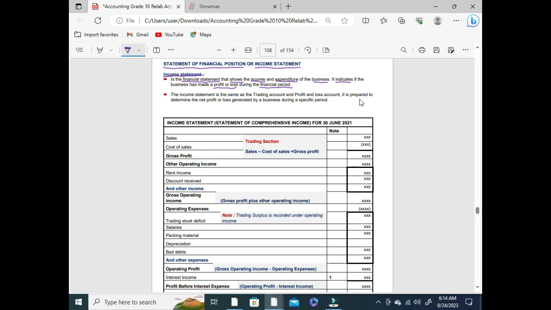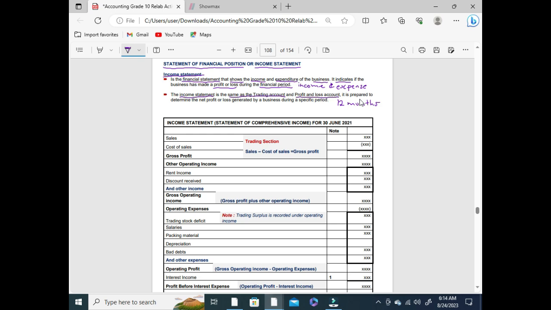So now we understand, guys, that an income statement is a statement that shows us incomes and expenses, for a business to see if they made a profit or a loss during our financial period, which is a 12-month period. And then the income statement is the same as the trading account and profit and loss account, meaning that whatever trading account and profit and loss account we were doing is the same as our income statement.